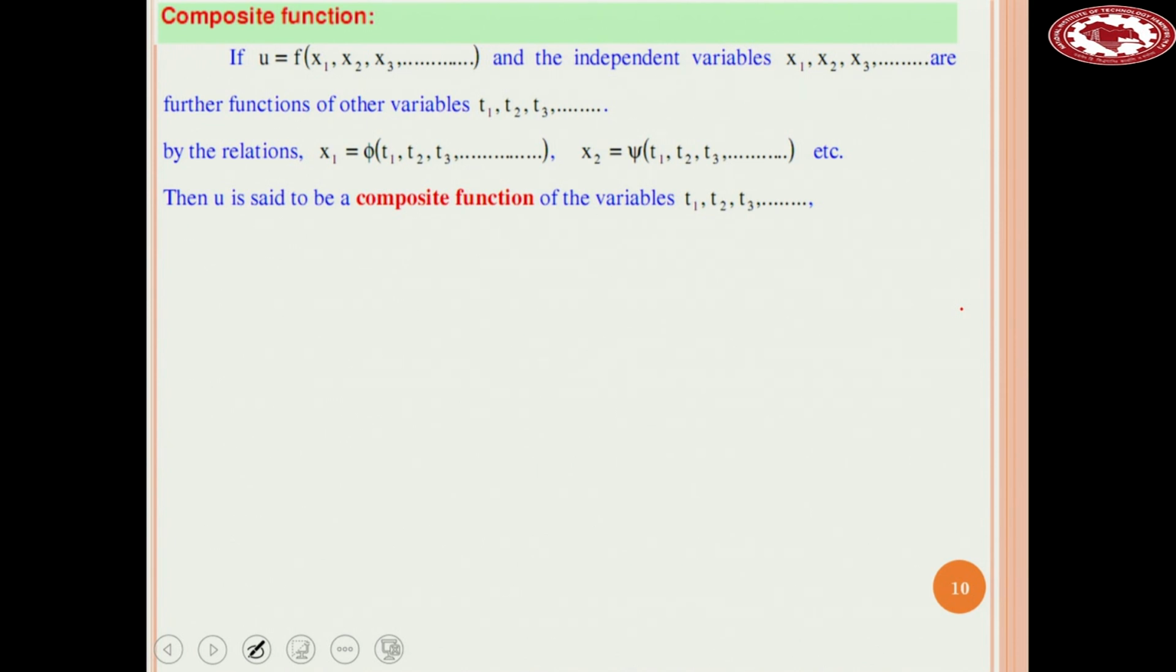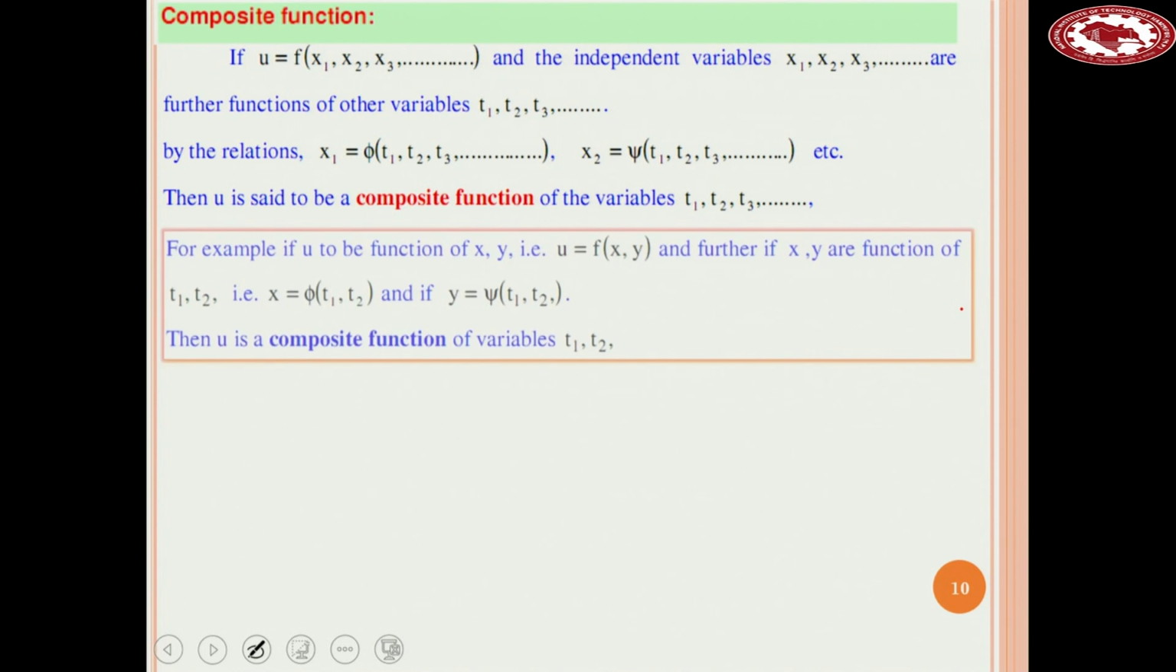Okay. By the relations, x1 is a function of t1, t2, t3 and so on, x2 is a function of t1, t2, t3 and so on, etc. So, this means that u is said to be a composite function of the variables t1, t2, t3 and so on. So, if u is a function of x1, x2, x3 and so on, and x1, x2, x3 are further functions of t1, t2, t3 and so on, by these relations, then u is said to be a composite function of t1, t2, t3.